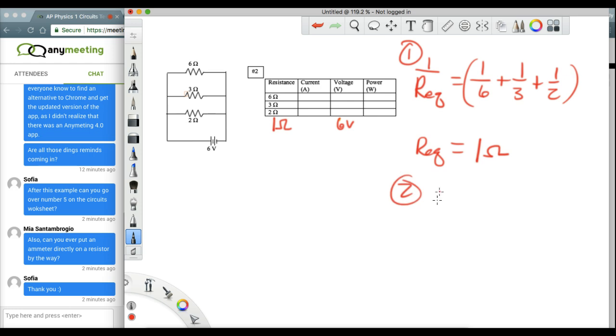Step 2 is to find the total current coming off the battery, which is equal to voltage divided by resistance. Always these two steps when you're doing math, guys. Equivalent resistance first, and then find the current coming off of the battery. So what I want to find is that current value there coming off of the battery. The battery voltage is 6 volts. The total equivalent resistance is 1 ohm. So I'm going to get a current of 6 amps, a total current of 6 amps.